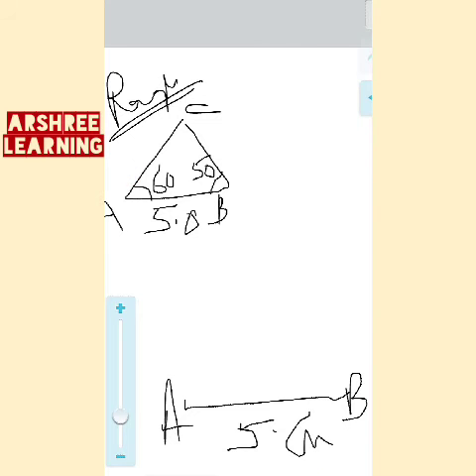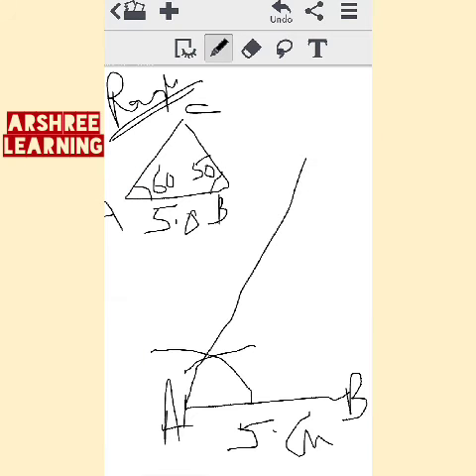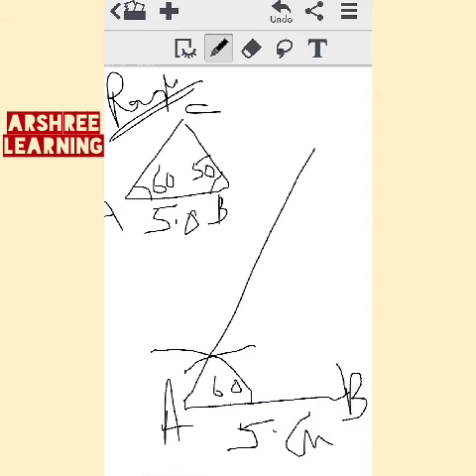So at A you will make an arc. When you make the arc, you will cut with the help of a compass. Then you will make an arc of 60 degree, and you will draw a line. Then at B you will make an angle of 50 degree with the help of a protractor. Keep your protractor here at B and draw an angle.